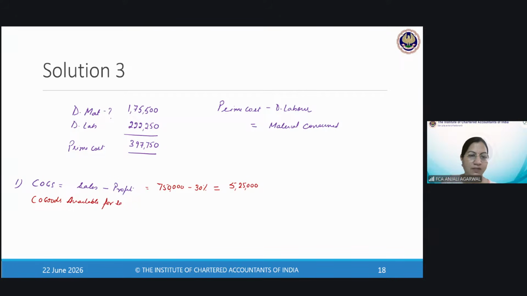A term which means we are talking about produced plus opening stock of finished goods. And cost of goods sold is what? Opening plus produced minus closing. Opening plus produced is the same thing as cost of goods available for sale.